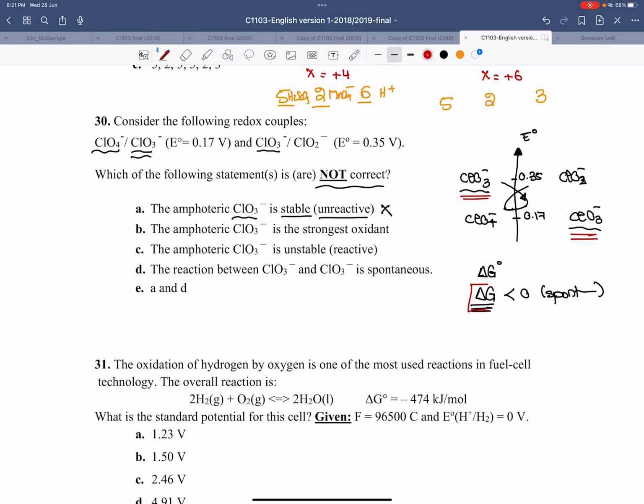So that is true. Now you can put this answer and move on, but you have to pay attention to the fact that you do have an option that says A and D. So we can forget about B and C, and strictly move to D. D says that the reaction between ClO3 minus and ClO3 minus, which is along the gamma rule, is spontaneous. This is true. But they want what is not correct. So the answer is strictly A. It's not A and D.